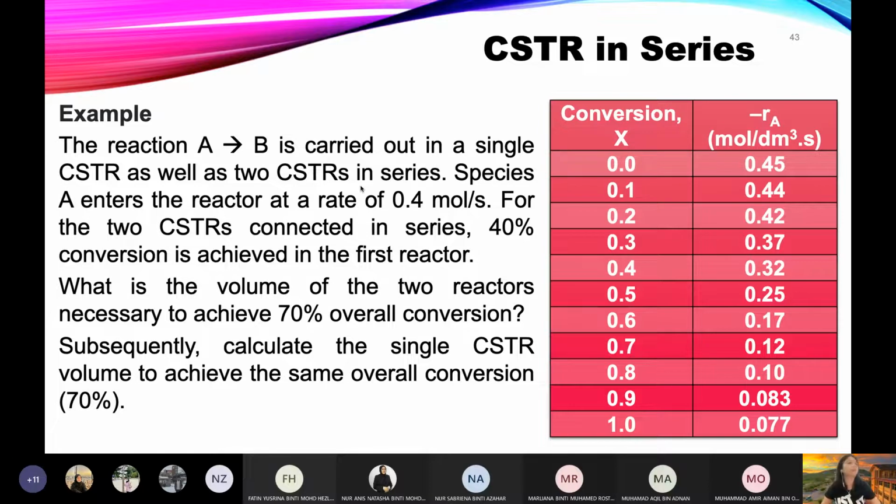Both are CSTR. Species A enter the reactor at the rate of 0.4 mole per second. At this moment kamu dah kena tahu nilai itu adalah apa based on the unit. Sebab saya kata kamu dalam engineering dia jarang kata molar flow rate, concentration, number of moles, volumetric flow rate. Dia tak cakap directly. Kamu kena tahu daripada melihat unit dia. So in this case, first cuba digest ayat tu dulu.